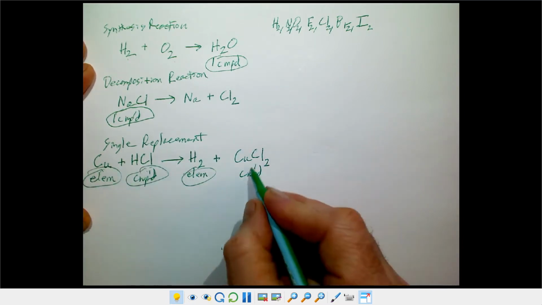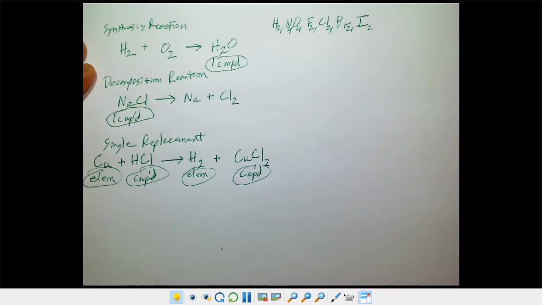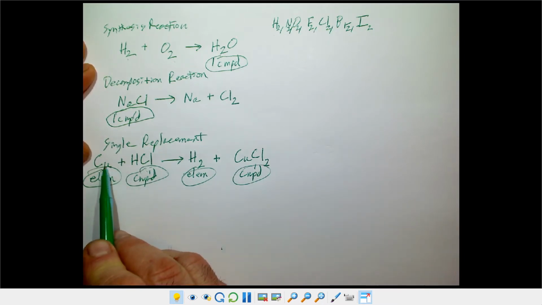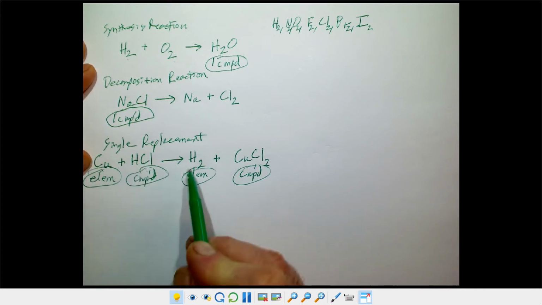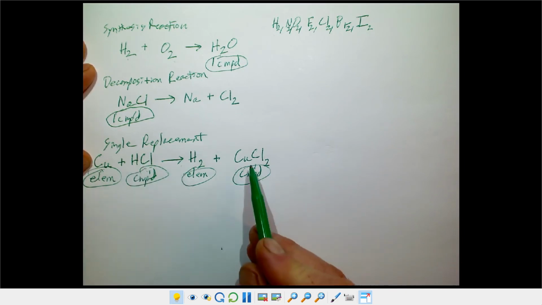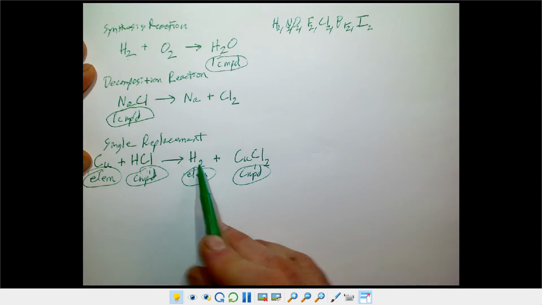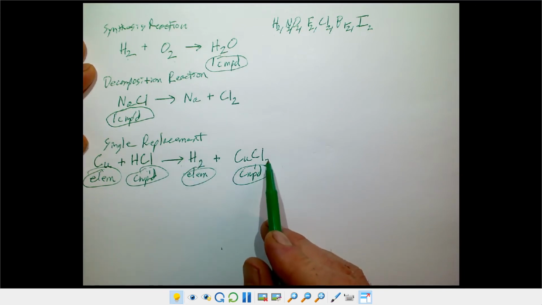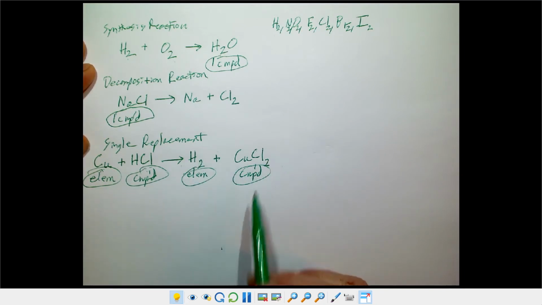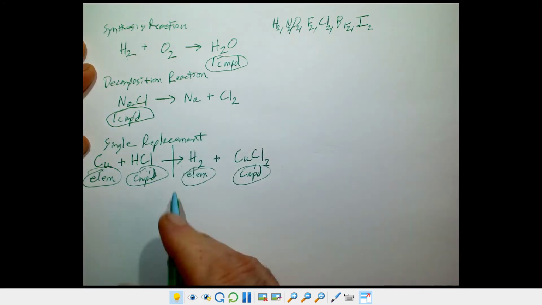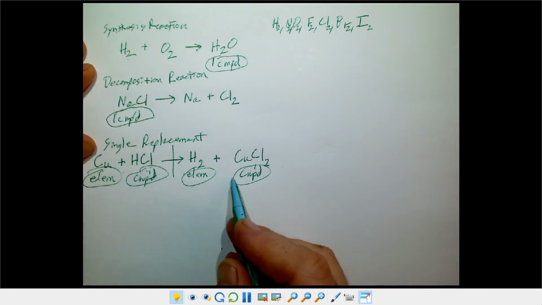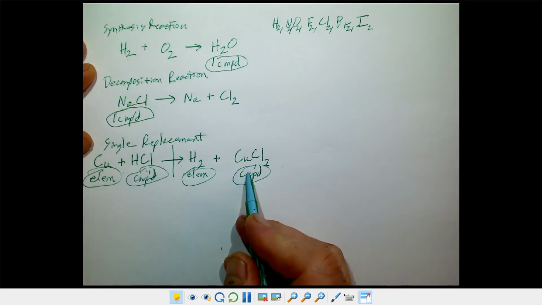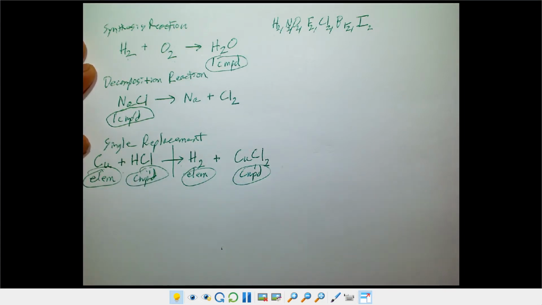Now you can write them in any order that you want. You don't have to write the Cu first. It could have been HCl plus Cu, and that would be fine. And then an arrow, and then CuCl2 could be here, and H2 could be after the plus sign. It doesn't really matter the order as long as on the left side of the equation you have an element and a compound, and on the right side you also have an element and a compound as well.